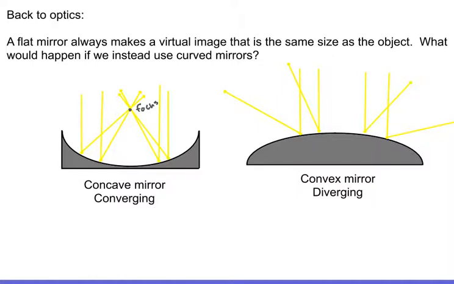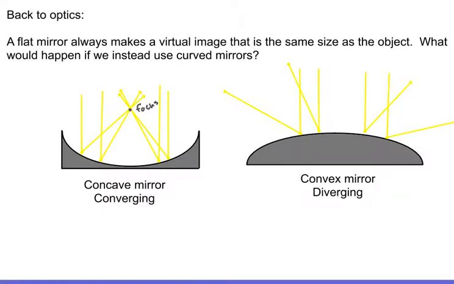So most of the mirrors we're familiar with are flat, but mirrors can also be curved. Mirrors can be concave, which means they cave in. Those mirrors are considered converging because light that comes in parallel goes to the focus. They can also be convex, which means bowed out. And when light comes in, it gets reflected outwards. So that's considered diverging.